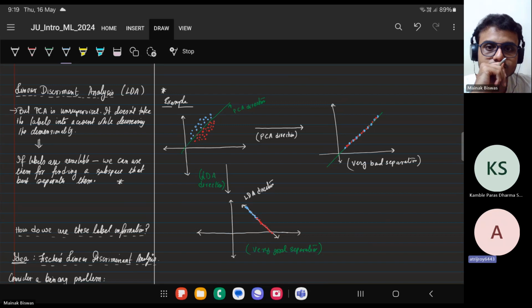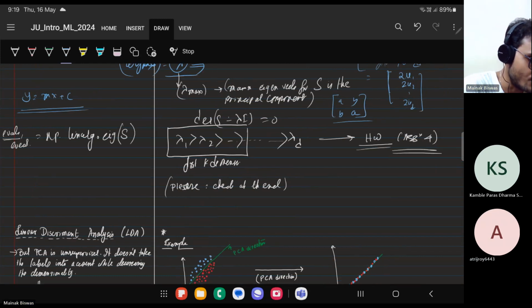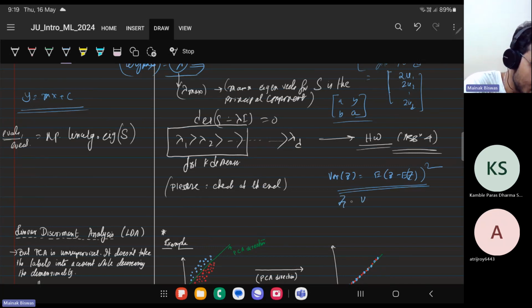How did you calculate that variance? Variance means just a projection value, na? Variance of Z is the expected value of Z minus the mean, squared. So every time you project, Zi is equal to Ui transpose X.